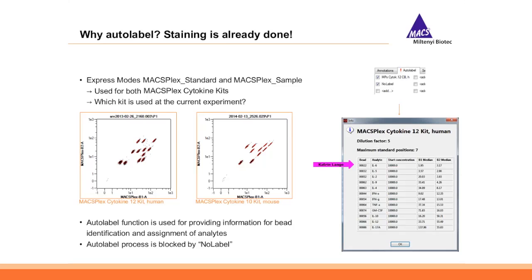And because the whole plate has already been stained, the auto label process is blocked by the selection of the no label. So that's why we have to use the selected and assigned auto label position for the capture beads for successful data acquisition and analysis.